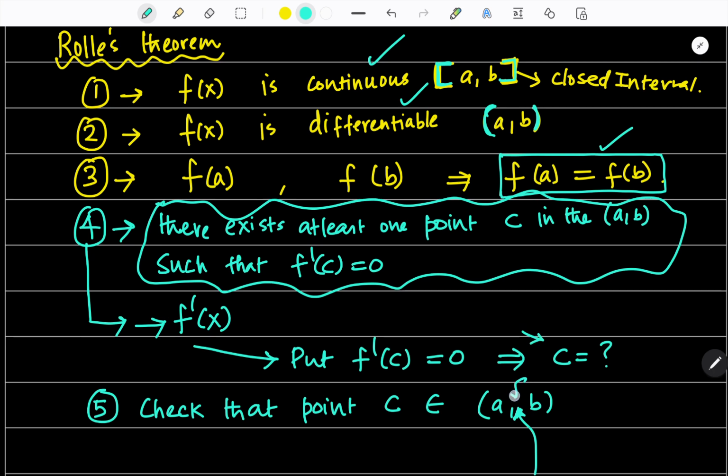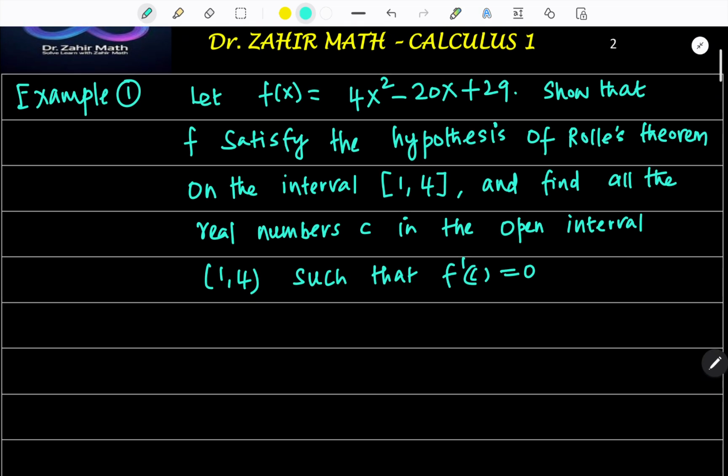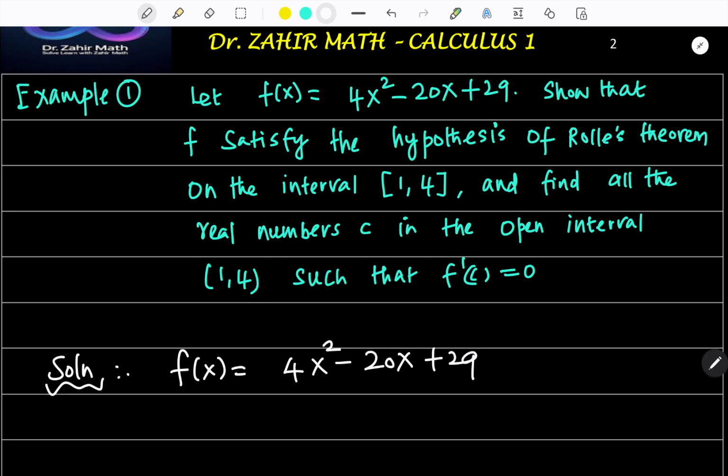Then check that the point c is in between a and b. That's it. You're going to do it. Okay, right. Let's start the question. Let f of x is equal to 4x square minus 20x plus 29.